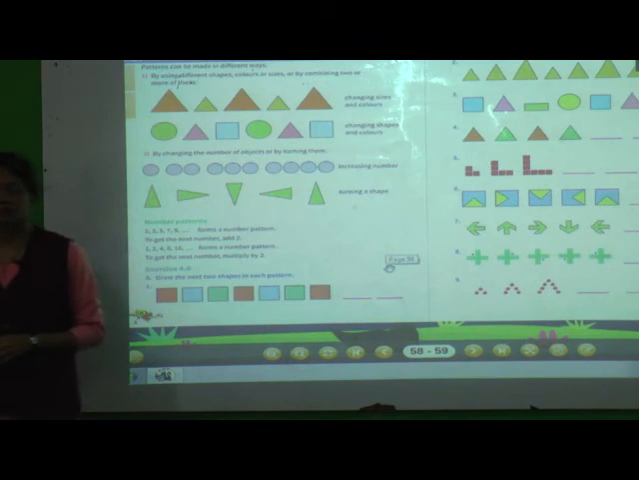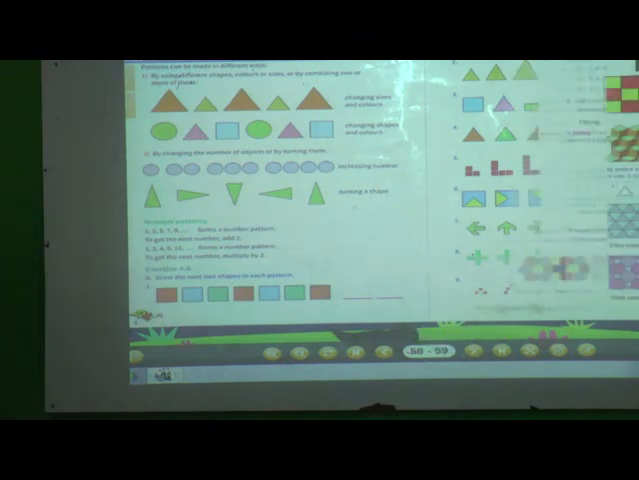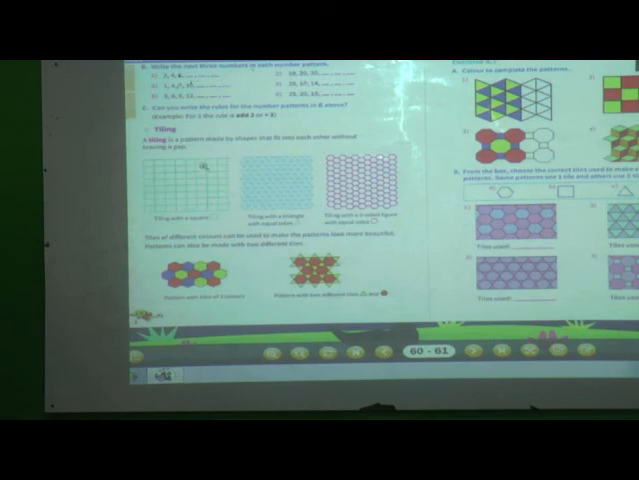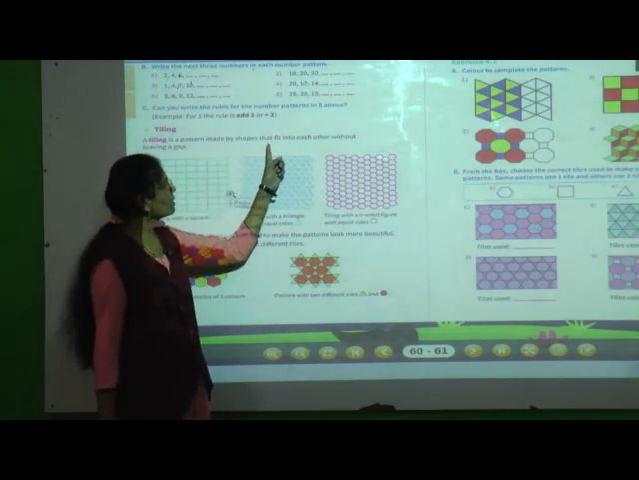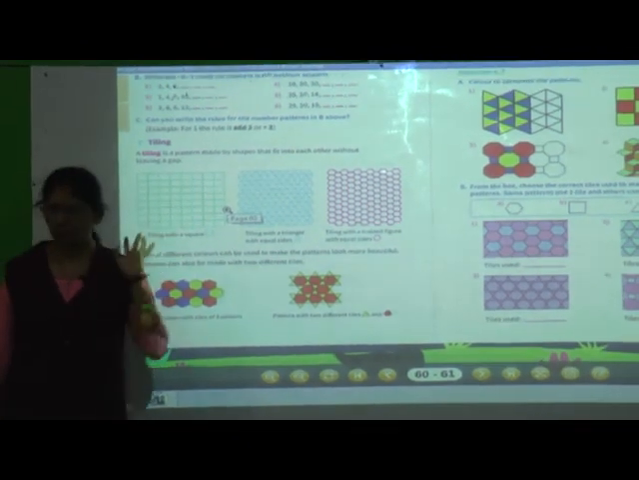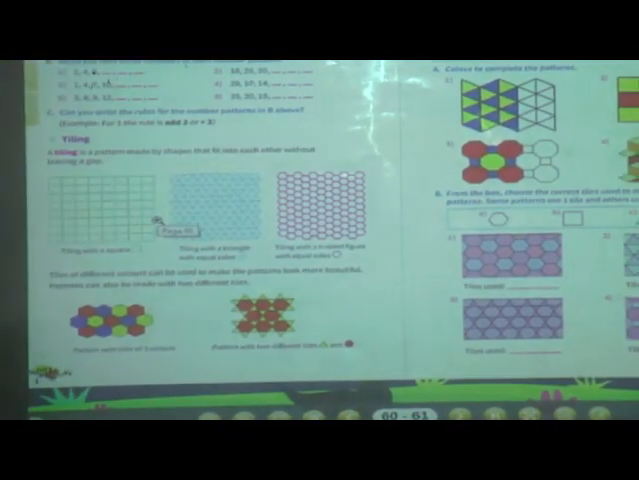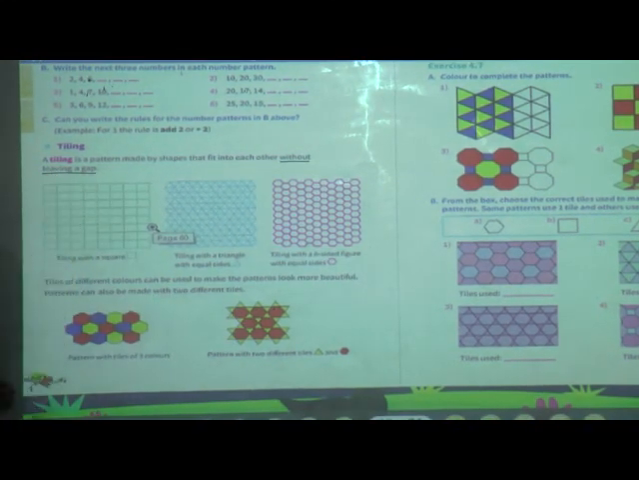Now today we are going to learn a new concept, that is tiling. Now what is meant by tiling? See here, a tiling is a pattern made by shapes that fit into each other without leaving a gap. Now see this phrase, without leaving a gap. This is very important, without leaving a gap.